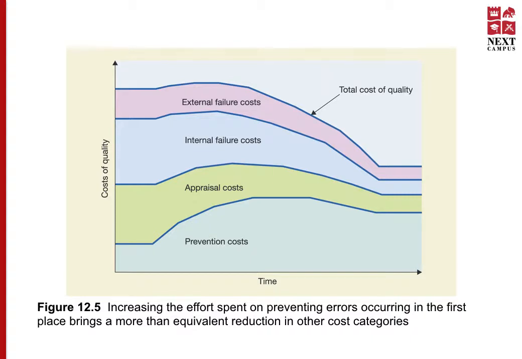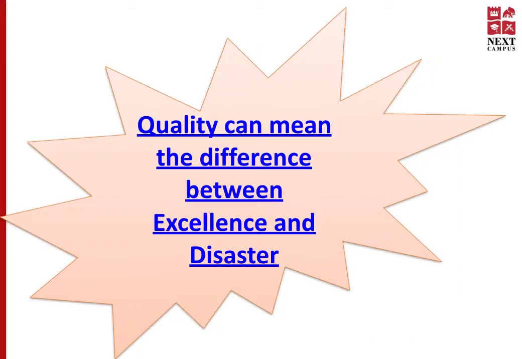So the ideal scenario of an organization would be to incur prevention costs and appraisal costs as costs of quality, and to have zero internal and external failure costs. Therefore, quality can mean the difference between excellence and disaster. It's so important for organizations to understand this and to focus more on managing quality effectively.